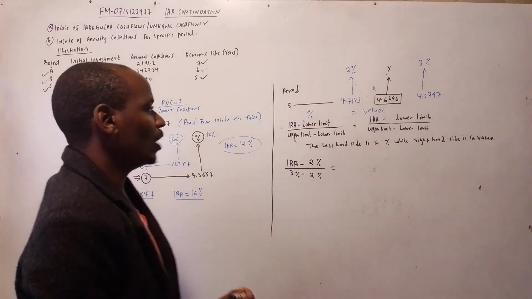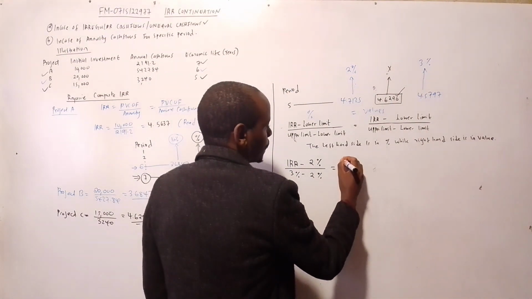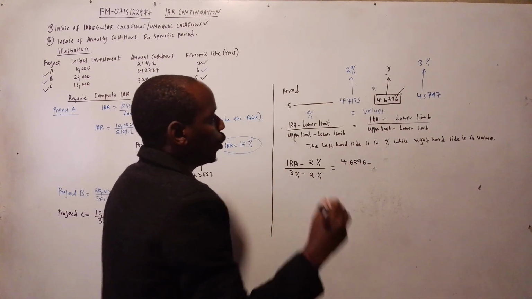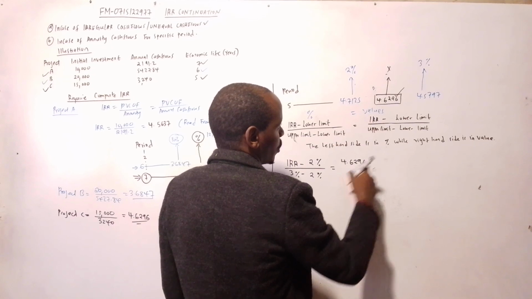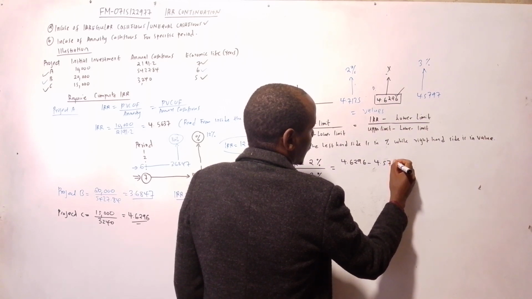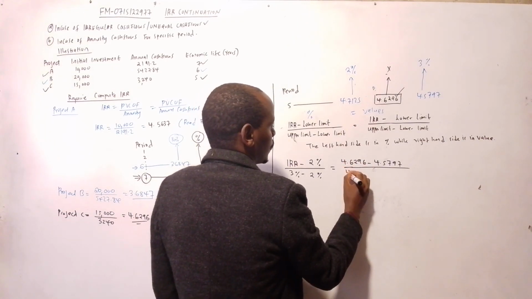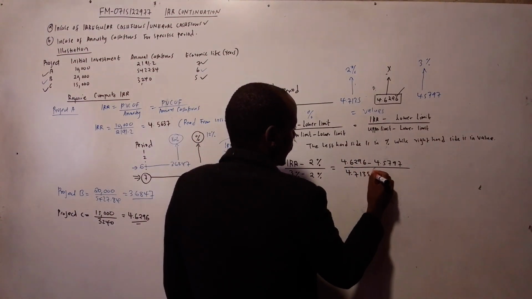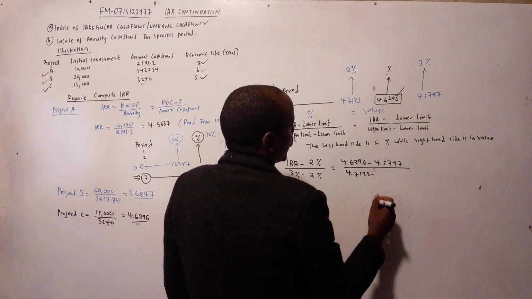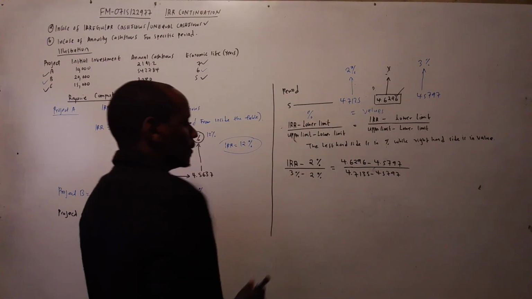So IRR in value, we are looking for this value, which is 4.6296 minus the lower limit, which is 4.5797, over the upper limit in the form of value, 4.7135, minus the lower limit, which is 4.5797. So find IRR.